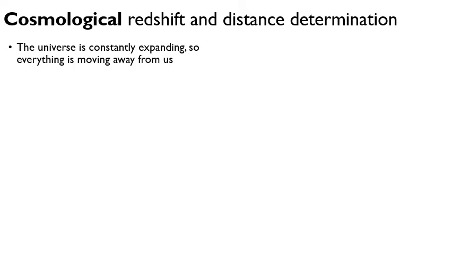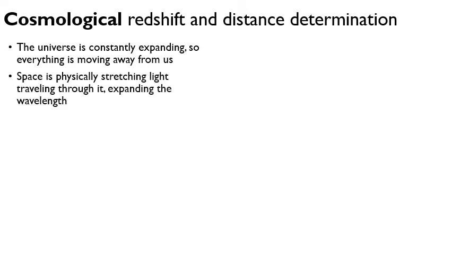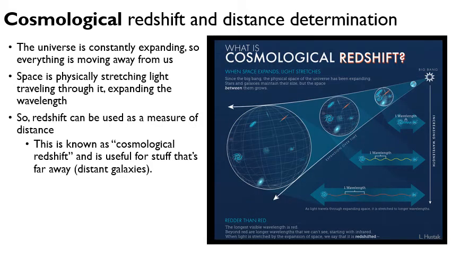So there's one called a cosmological redshift. As we'll cover in the future, the universe is constantly expanding. So everything is moving away from us, essentially, when you look at the bigger scales. And that means space is literally physically stretching, and any light wave that's traveling through that space is getting stretched too. It's expanding the wavelength.